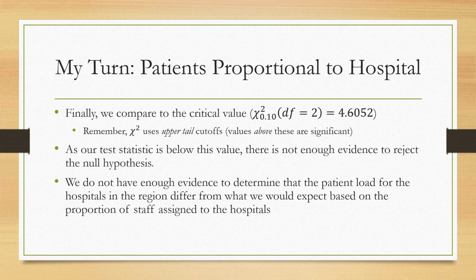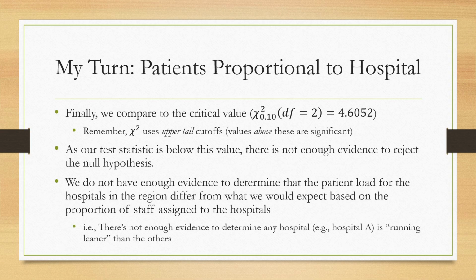We don't have enough evidence to reject the null hypothesis, and we don't have enough evidence to challenge our default belief that the patient load for hospitals in the region differs from what we would have expected based on the proportion of staff. That is, we don't have enough evidence to conclude that the proportion of patients doesn't match. Or excuse me, we don't have enough evidence to challenge the claim that the proportion of patients matches the proportion of staff. We can't challenge that with this evidence.